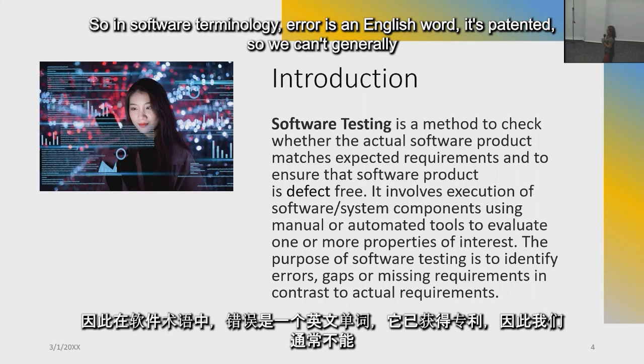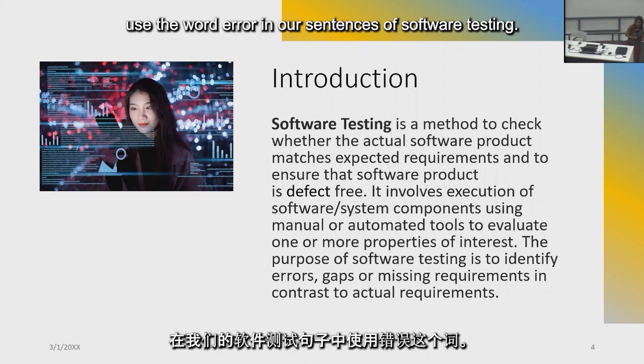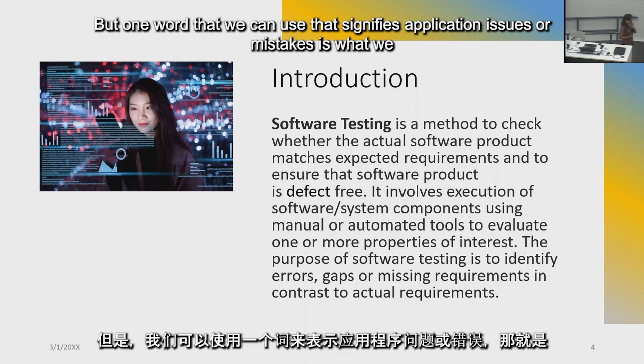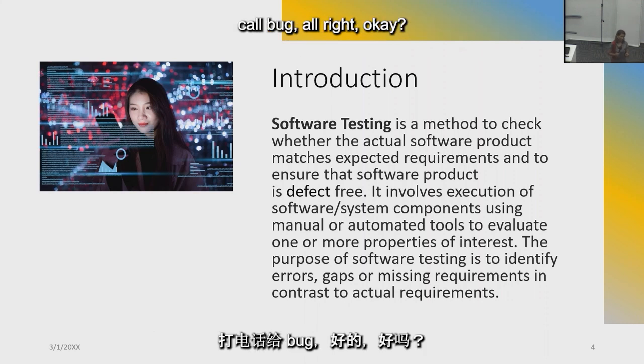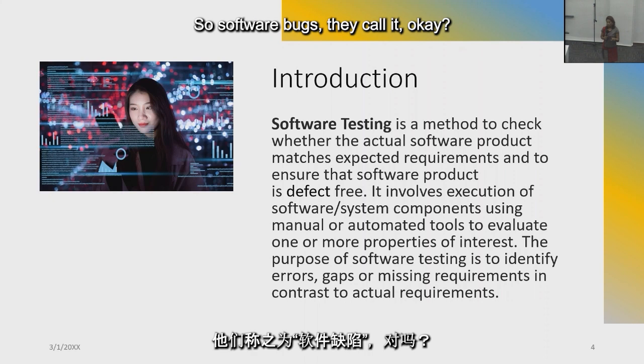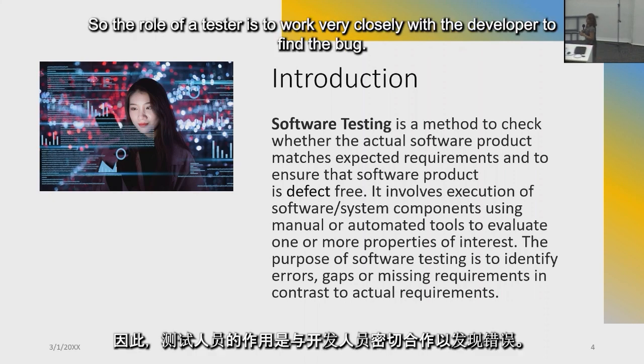So in software terminology, error is an English word. It's patented, so we can't generally use the word error in our sentences of software testing. But one word that we can use that signifies application issues or mistakes is what we call bug. All right, so software bugs, they call it. So the role of a tester is to work very closely with the developer to find the bug.